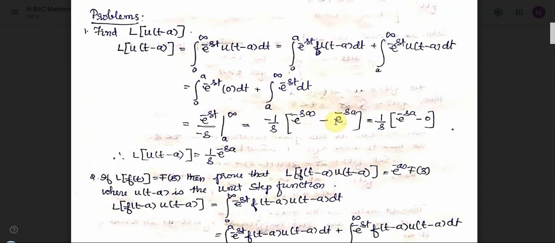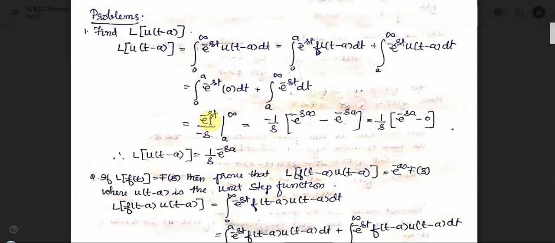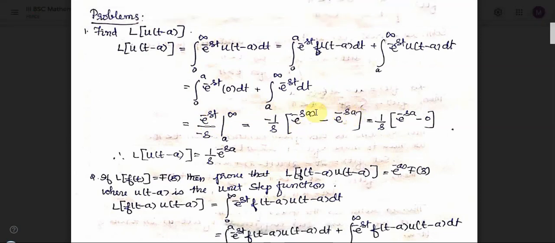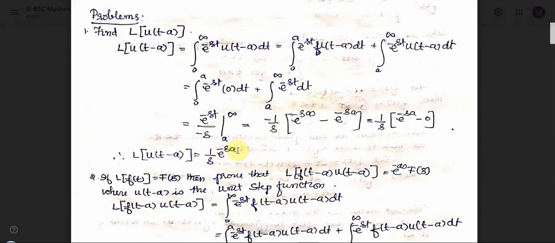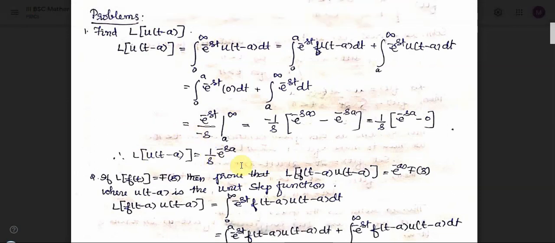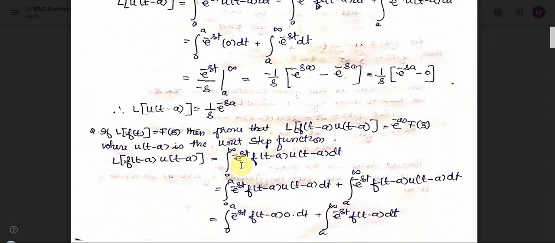Apply the upper limit and the lower limit. Minus 1 by s is taken outside. This becomes e power minus infinity minus e power minus s a, since t is substituted as a. E power minus infinity is 0, therefore after multiplication this becomes 1 by s into e power minus sa. Therefore, the Laplace transform of the Heaviside function is 1 by s into e power minus sa. This is a formula to be remembered for all the further problems.